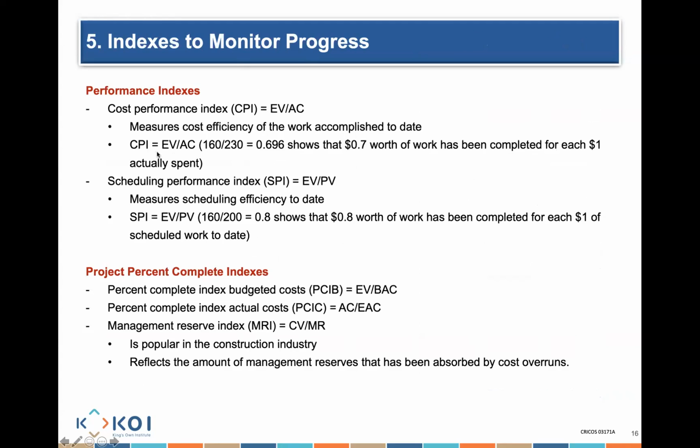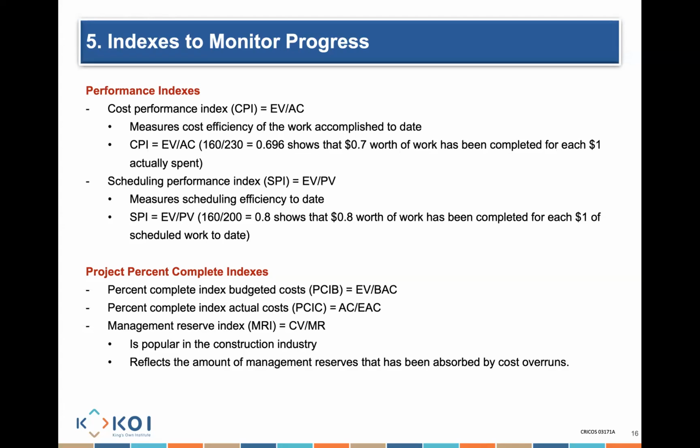So a CPI of under 1 means I'm supposed to be finishing $1 worth of work, but I'm finishing less than that. So here I'm finishing only $0.7 worth of work for every dollar that I'm spending. So I am not performing well when it comes to my cost perspective.